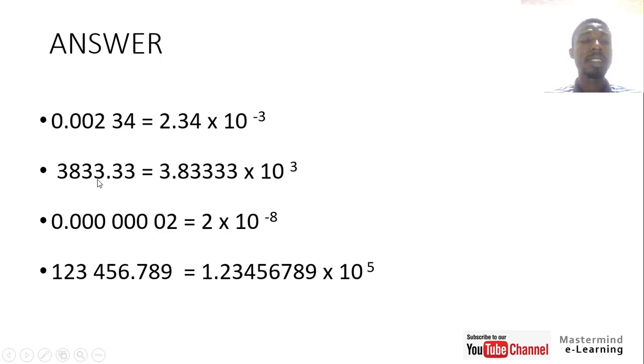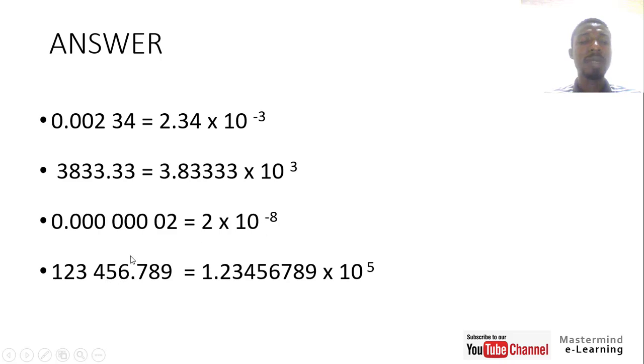See that 3833 is bigger than a number between 1 and 9.999. So we have to move the decimal point to the left 1, 2, 3 times. Because we moved it to the left, 10 is to the power 3. So we have 3.83333 times 10 to the power 3. The third one, 0.000000002. We have to move the decimal point to the right 8 times. So 1, 2, 3, 4, 5, 6, 7, 8. So you have 2 times 10 to the power minus 8.